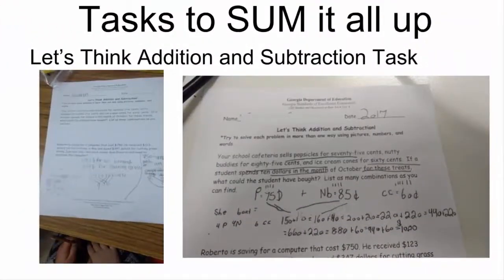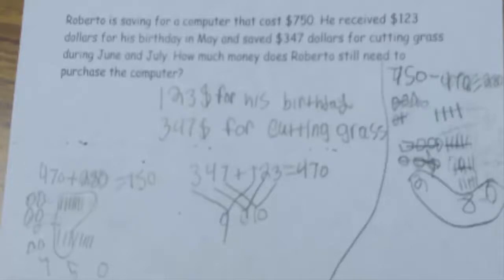After teaching all the strategies, students can then use their new knowledge of addition and subtraction strategies to complete a variety of tasks. The next few tasks are examples from the Georgia frameworks of some great ideas to help students show what they know. This first task is called Let's Think About Addition and Subtraction. Students solve word problems using their chosen strategy.